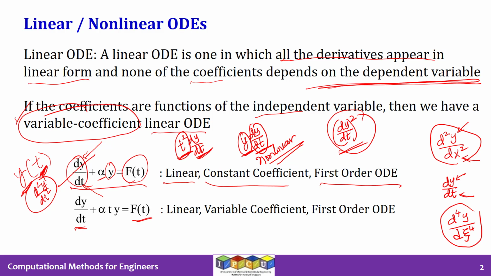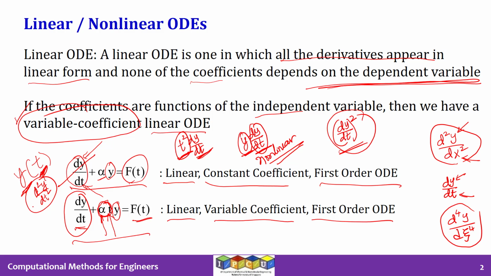The forcing function is a function of the independent variable. And if you look at the coefficient of y, the coefficient of y is some constant alpha multiplied by the independent variable t. So this coefficient alpha t for y does not make it nonlinear. So this would be linear first order ODE because the highest power is first derivative. But since the coefficient of y depends on the independent variable t, the coefficient will be a variable coefficient one. Therefore, this second ODE is linear variable coefficient first order ODE.